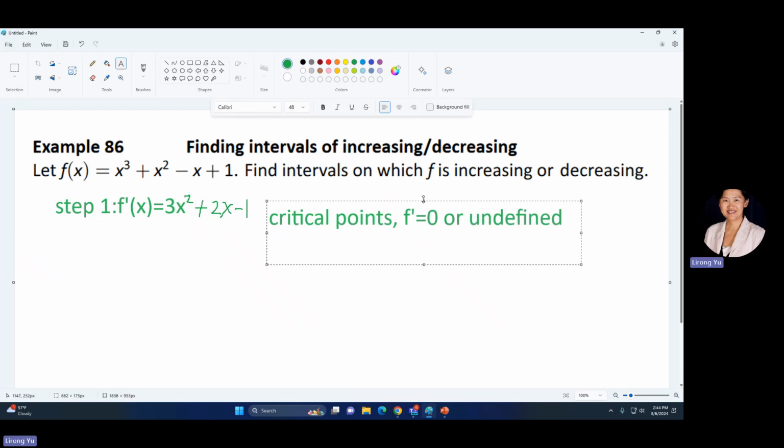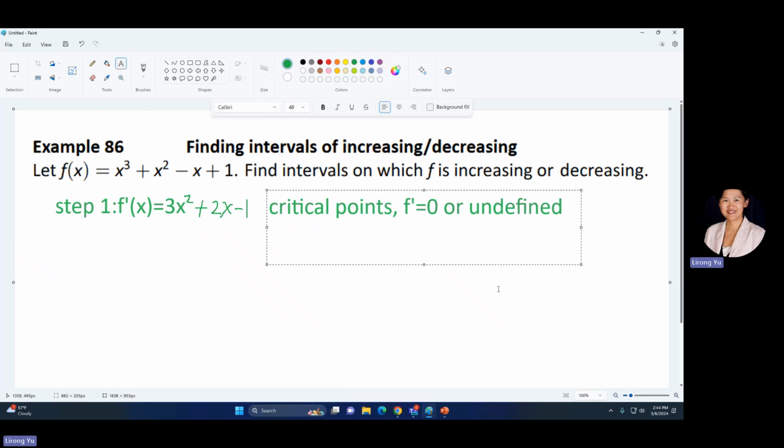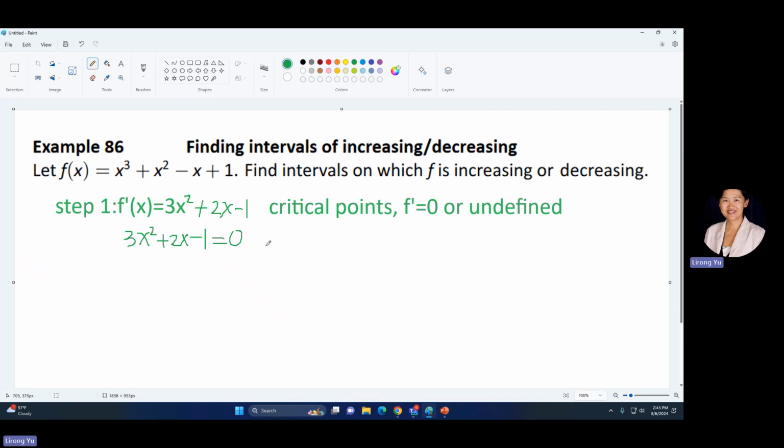Right, but this function is a polynomial. It is always defined, always well defined. So if we don't have any undefined point, the only thing we can do is set it equal to 0: 3x squared plus 2x minus 1. Let's see if it goes 3, 2, 1, right? If it's 3, 2, 1, I can see how it's being connected, so I'm guessing it's factorable because 3 minus 2 minus 1 equals 0. So I know there is an integer solution. If I cannot factor, I'll probably go by the quadratic formula right now.